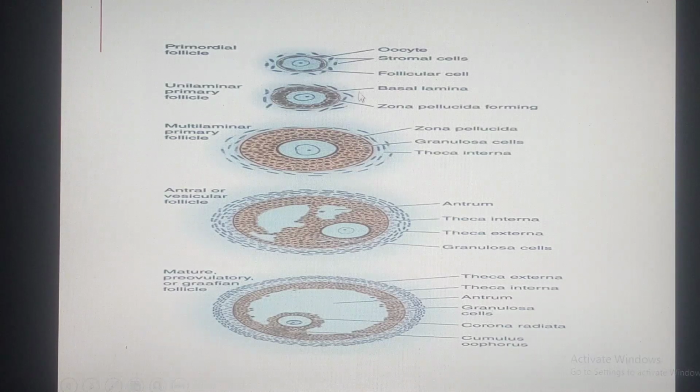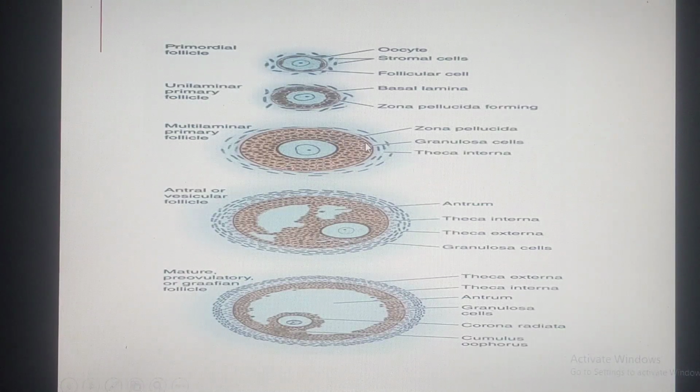Now remember that originally we said we are going to have simple cuboidal epithelium. If the epithelial layer is single, we call it a follicular cell. The time that it becomes multilaminar, we now call it a granulosa cell. So if you hear granulosa cell, we are still talking about the follicular cells, but this time around they are multi-layered.